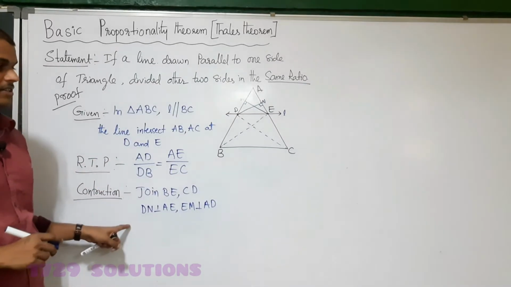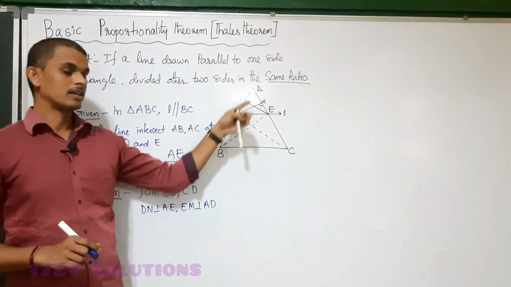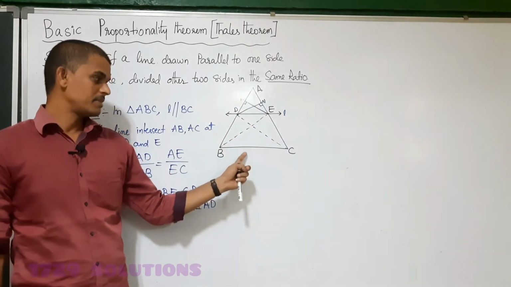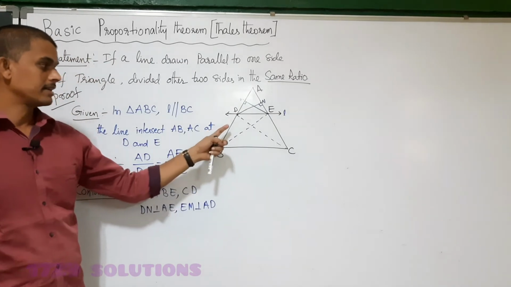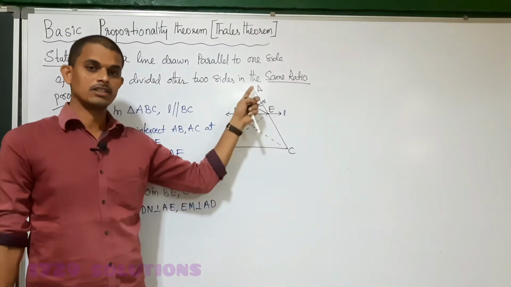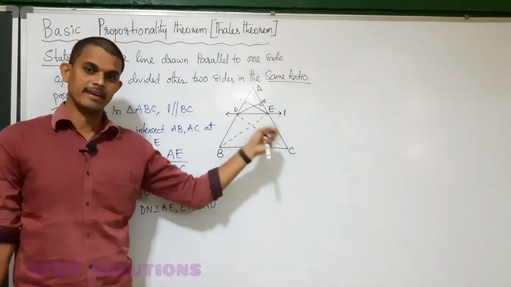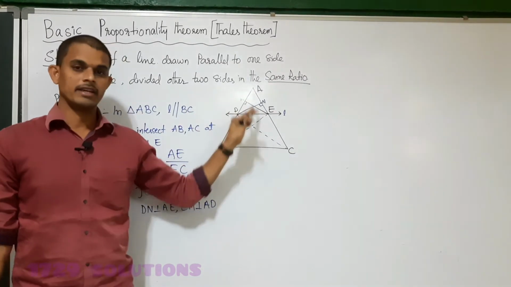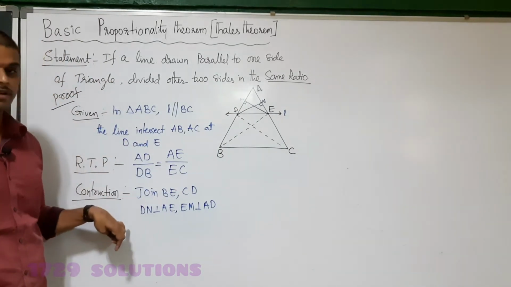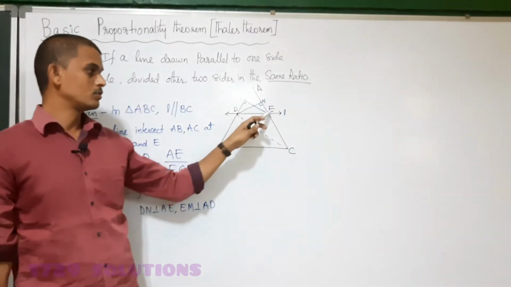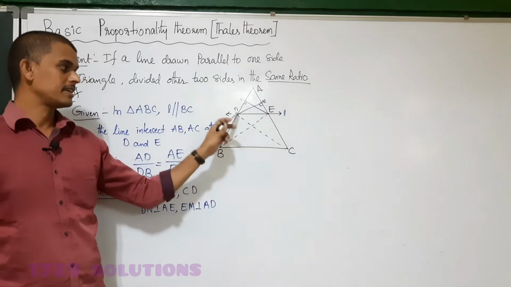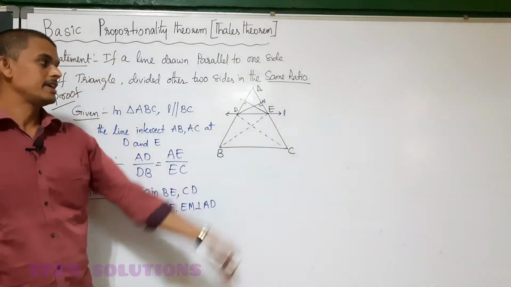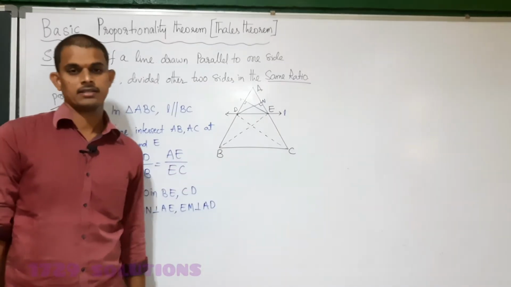Given, RTP, construction. Given is clearly a triangle, and a line which is parallel to the other side BC, and the line compulsorily intersects the other two sides at two different places, D and E. Then what is the proof? AD by DB is equal to AE by EC. Now the construction is very important to remember. You should join the two sides BE and CD, and also draw the perpendicular lines from D to AE and from E to AD. Clear?